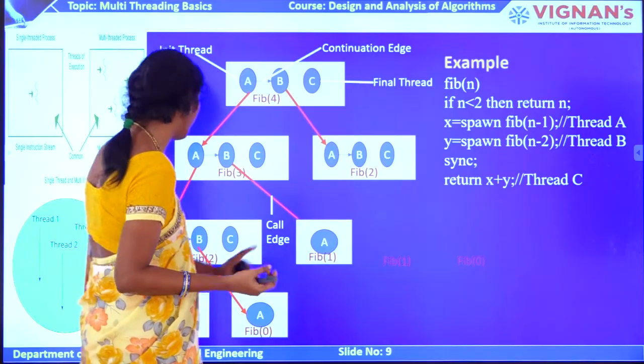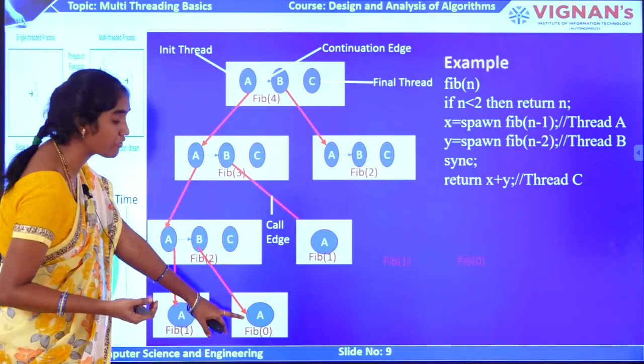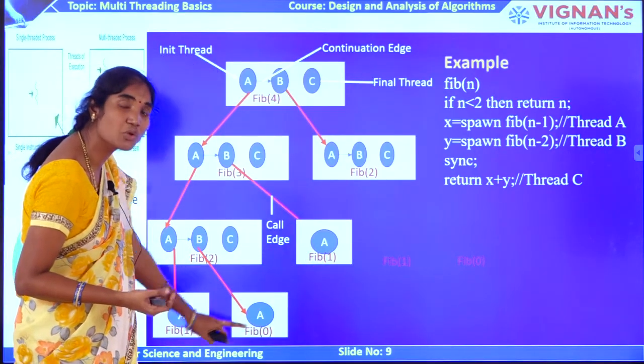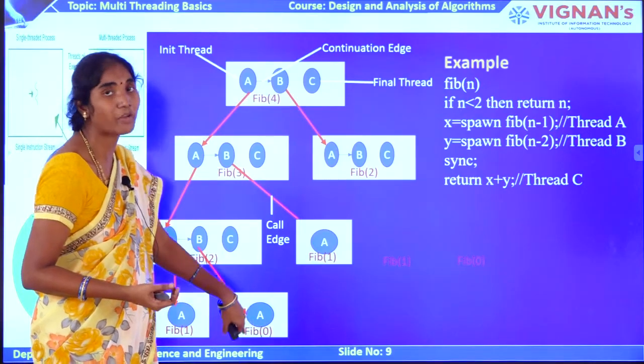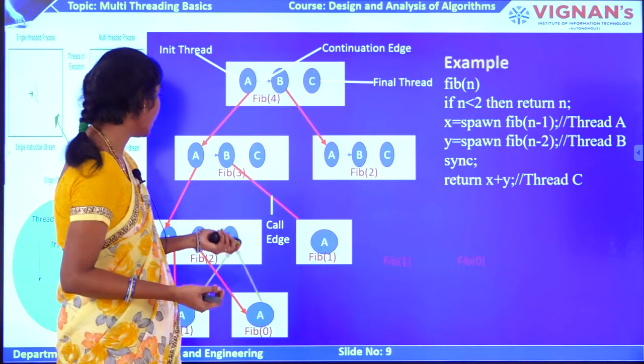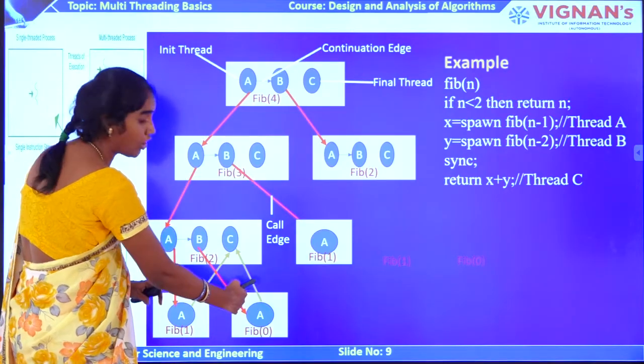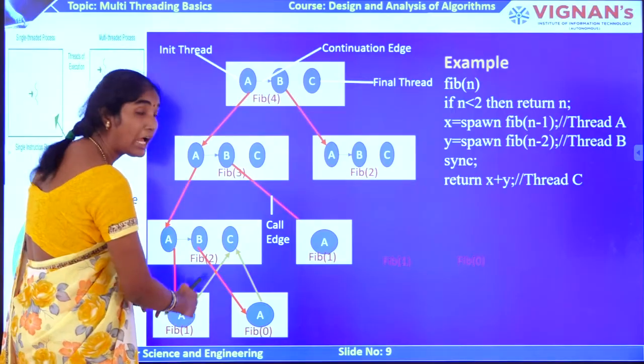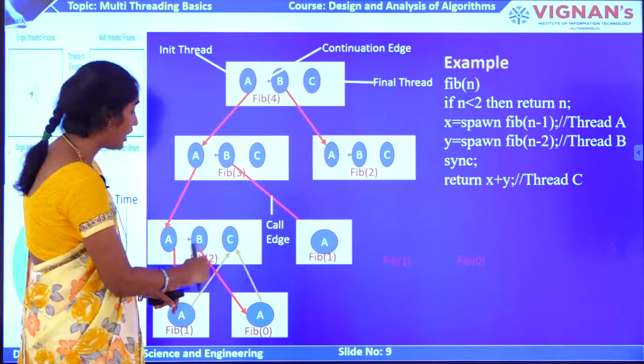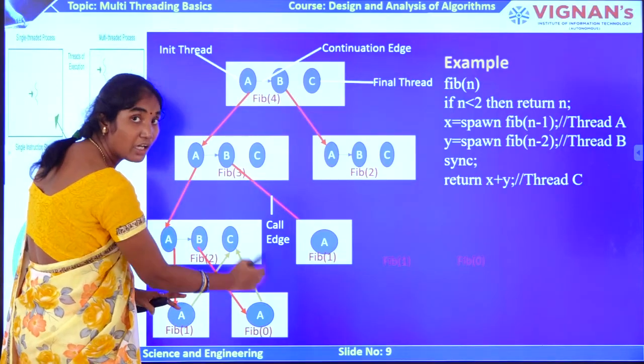That's why, which is fib of 1. Now here also fib of 1 and fib of 0, as these two are the smaller subproblems, I will be having only a single thread. Now after getting the spawn operations of these two, here I have to return the sum, or I have to return the values.